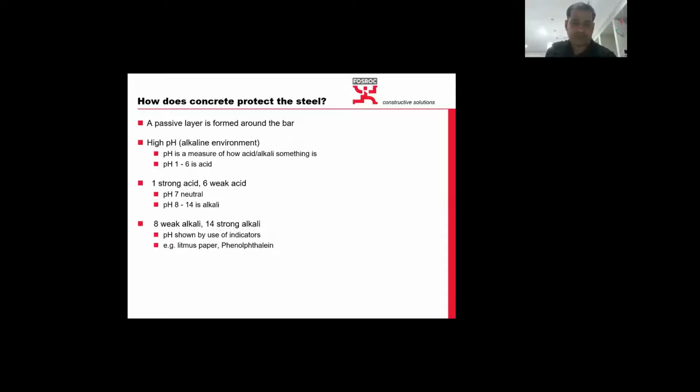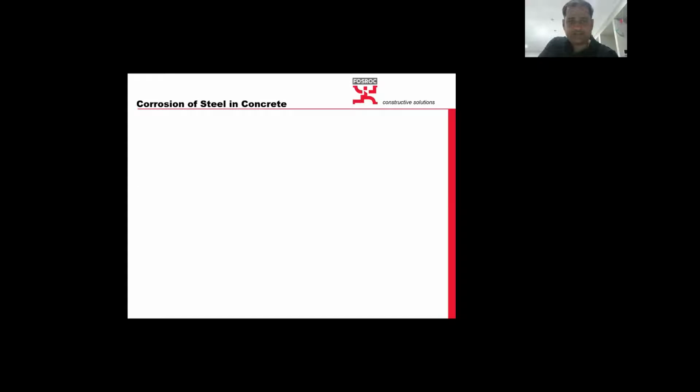If anything is between 1 to 6, you know that about the pH, it's more towards the acidic. 7 is neutral. The more we go from 7 to 14, it is alkaline. And concrete basically protects the steel due to its alkalinity.